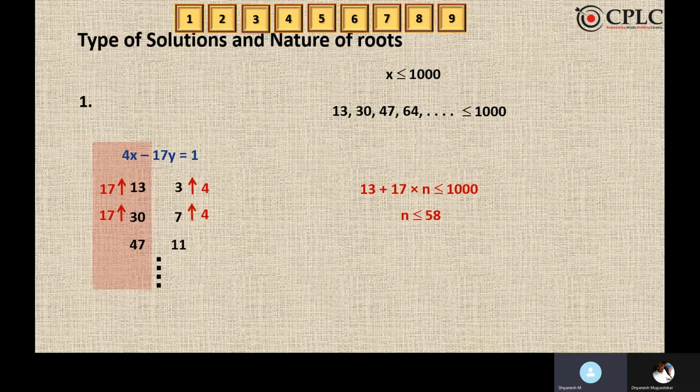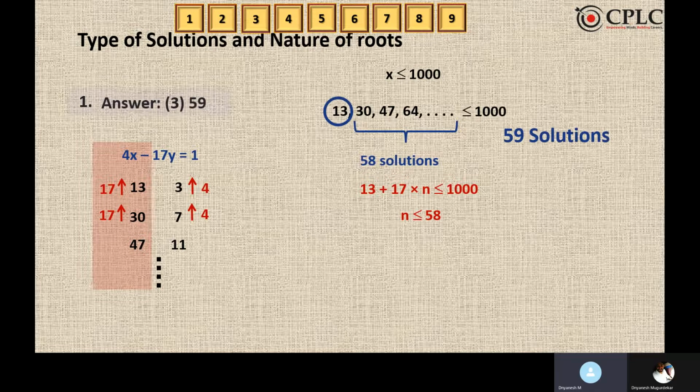Now, folks, don't mark this answer, which is also present, because if you remember, all these we started doing from 30, which is the second value. The first value that x had was 13 as well. So we need to include that as well. So 58 plus 1, in total there are 59 solutions which will satisfy this equation. So option 3 for the first question.